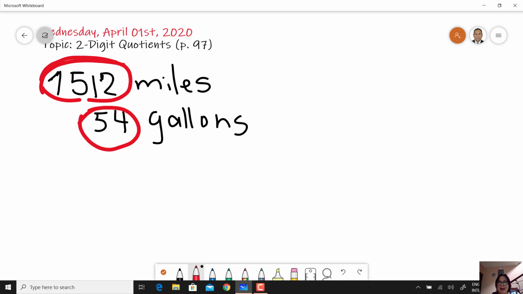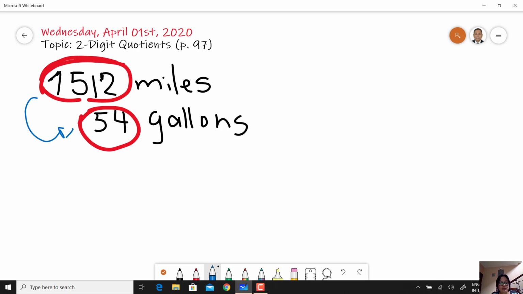But in only 1 mile, how many gallons did they use? That is the question of the problem. So we have to find how many gallons they used per mile. Here we have the total, but per 1 mile, how many gallons of gasoline? So what we have to do is, let's continue reading. To find the average, we divide the total miles driven by the number of gallons used on the trip. So we have to divide 1,512 by 54 gallons.